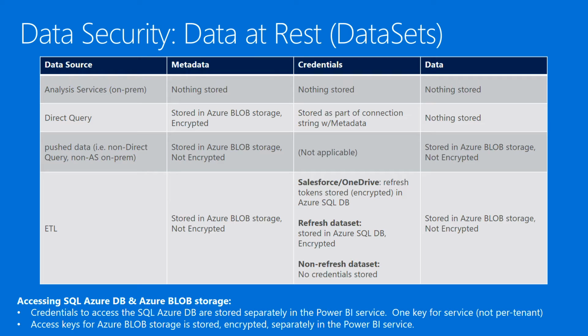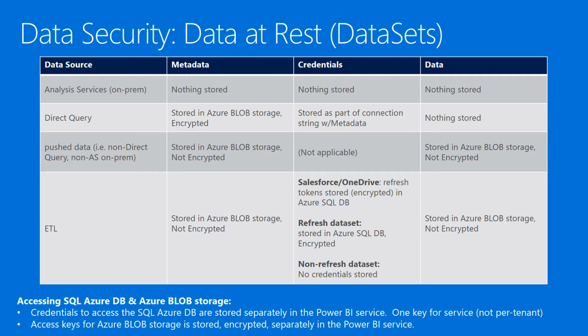It's encrypted in our Azure SQL database, again, database owned by us. For those that are refresh data sets, we store the information again in that SQL database owned by us, and that again is encrypted. And then finally, for a non-refresh data set, there's no creds stored. And the data that results from an ETL pull is going to be in our SQL blob storage in a non-encrypted format. The key thing, and those are the two notes at the bottom there, the creds we actually use to get to the SQL Azure database is stored somewhere separately in our service, so wholly owned by us, right? We've separated the two. That way it's harder to compromise. That's a best practice, absolutely.